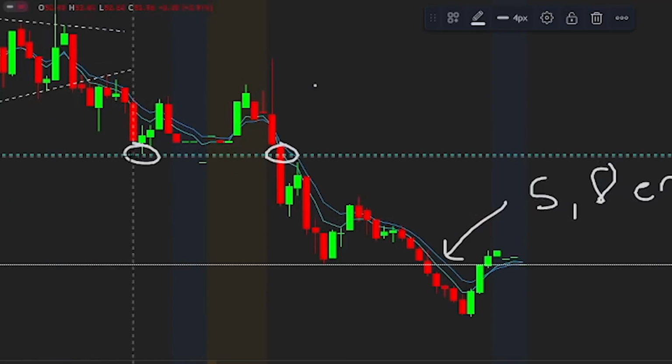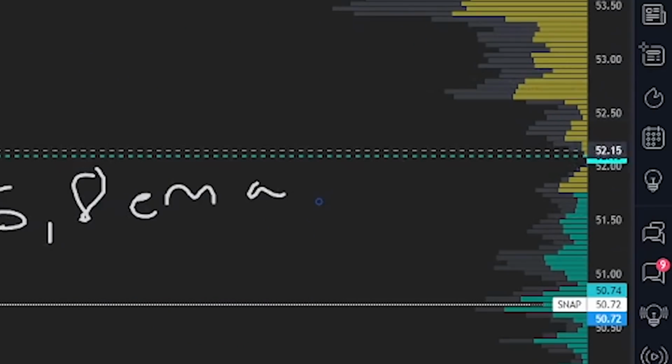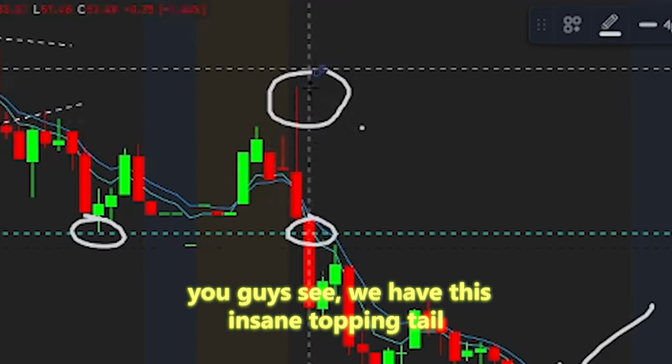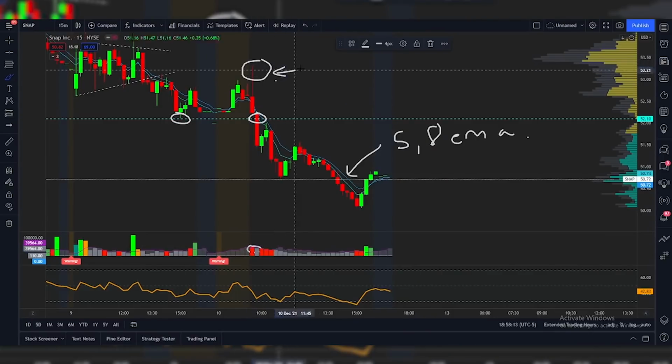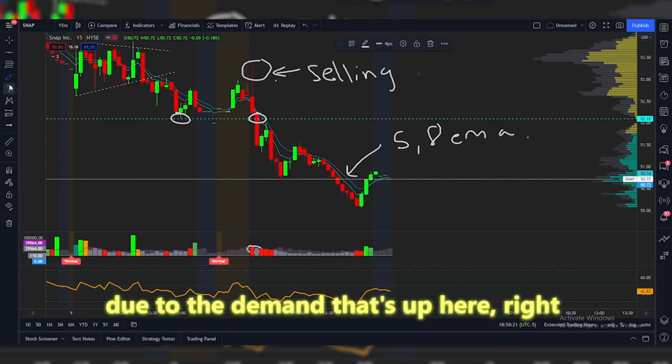But right here you guys can see we played the previous day low break on Snap, and that level was 52.10. Now right off the beginning of the day, you guys see we have this insane topping tail with volume, as you can see from the volume indicator, indicating selling on Snap, right?